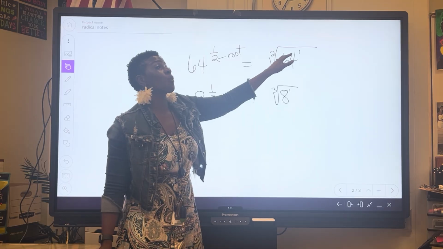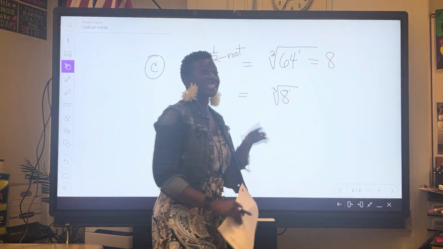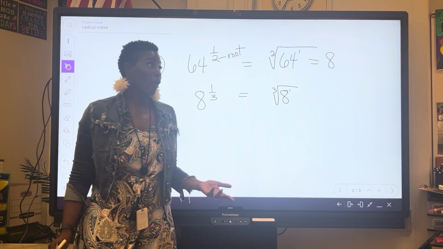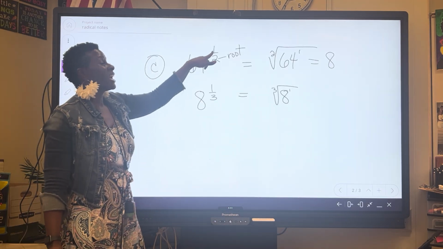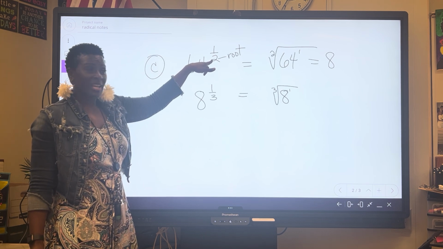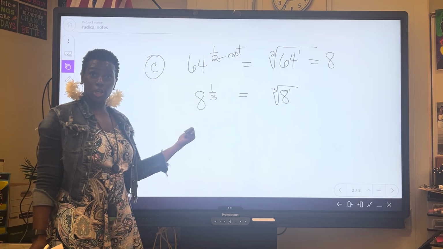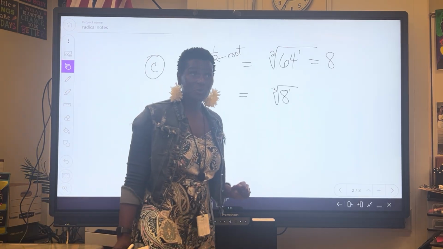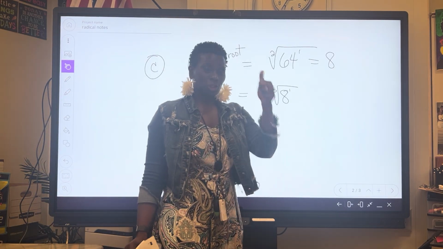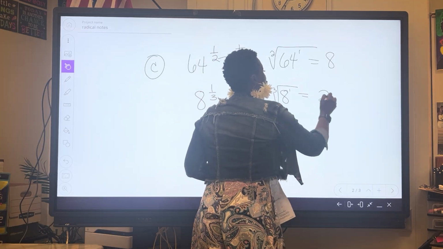What is the square root of 64? 8. Why? Because 8 times 8 is 64, right? So when we see this, that just means give me the square root. Are y'all following me? Yes. That's all it means. Now this, what is this telling me to do? Take the cube root. Well, what is the cube root of 8? 2. Why? Because 2 times 2 times 2 is 8. So this is 2.